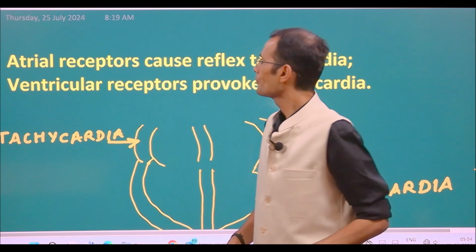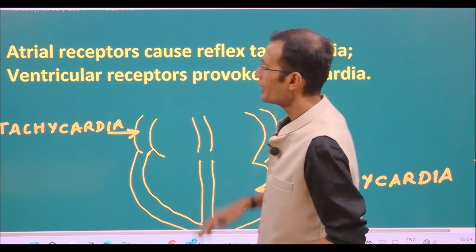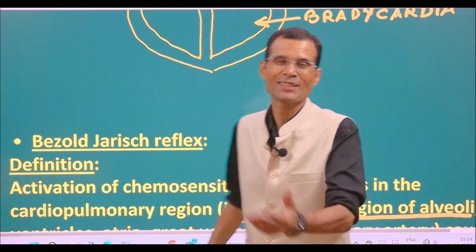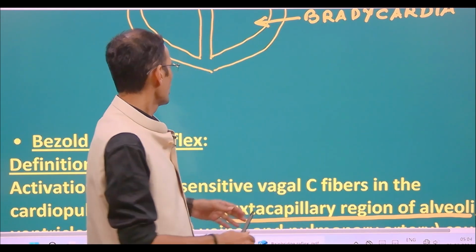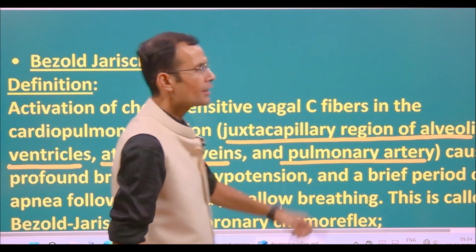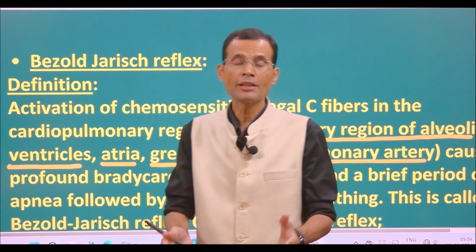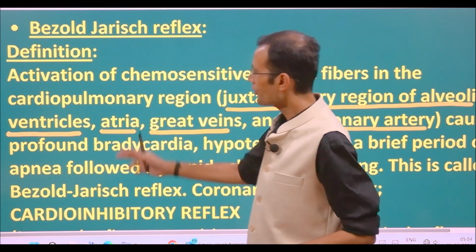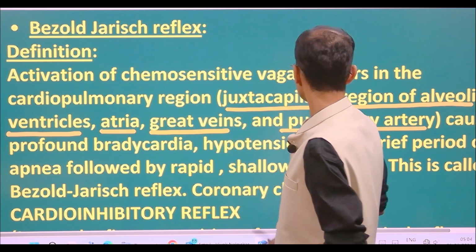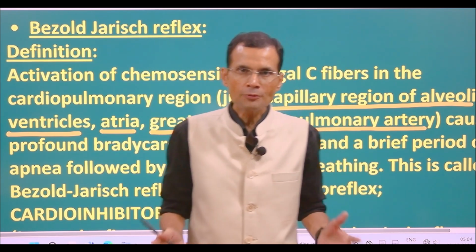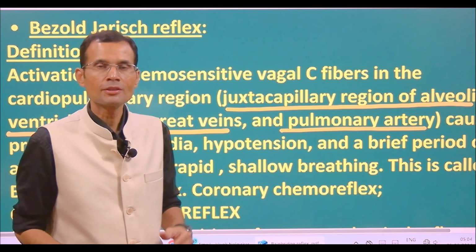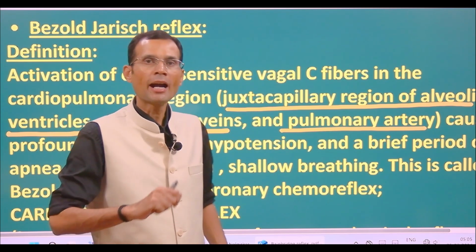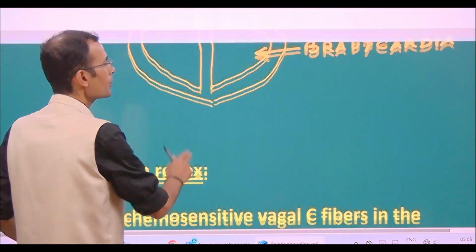Now, first things first, there are receptors located in various parts of the heart and lungs. They are in the juxtacapillary region of the alveoli, that is in the interstitium of the lungs, where they are called J receptors. They are in the atria, they are in the ventricles, they are in the great veins, they are in the pulmonary trunk. At these various locations, there are these receptors. They can be stimulated by various triggers, and what is initiated is called the cardiopulmonary reflexes.